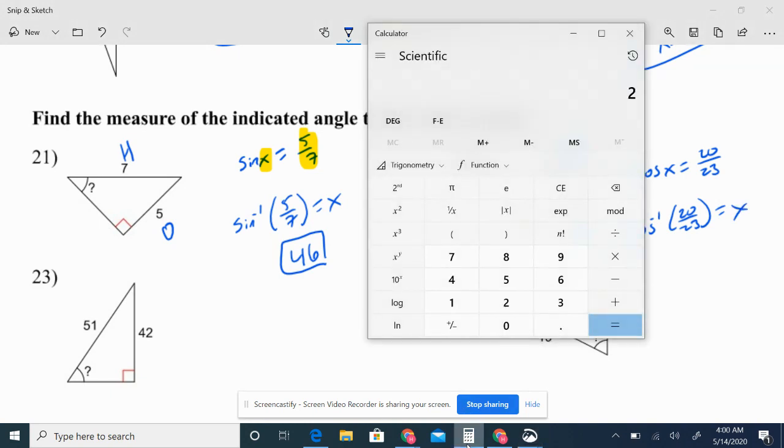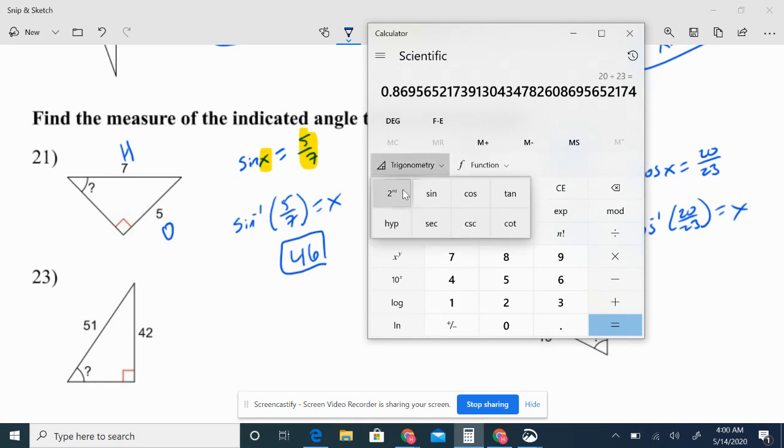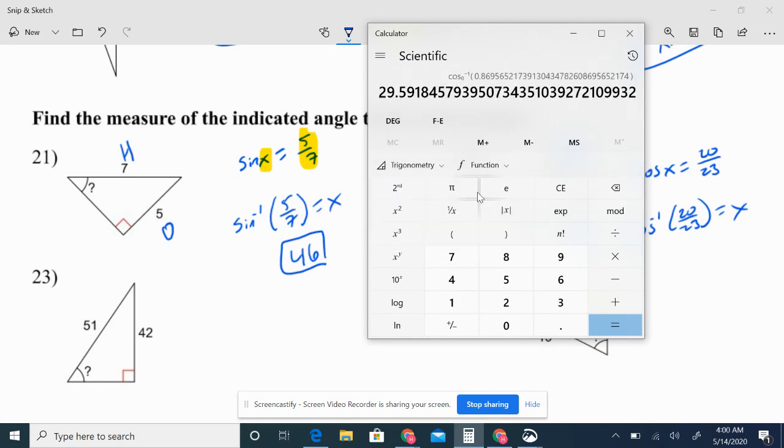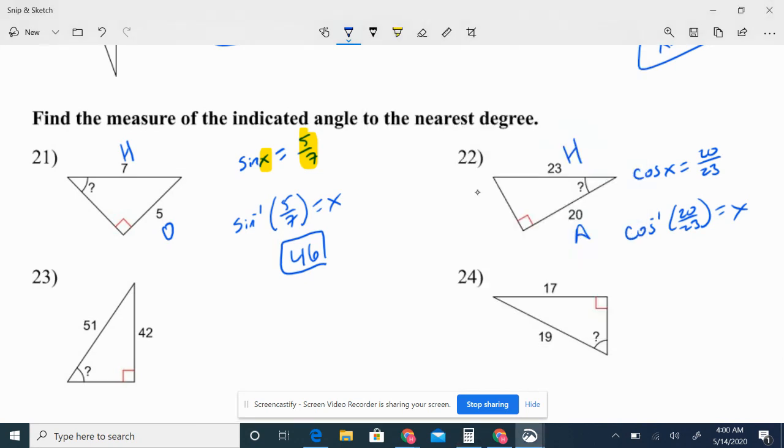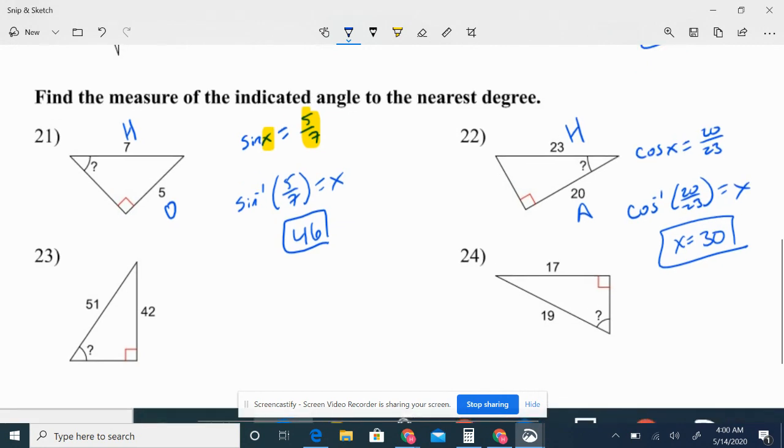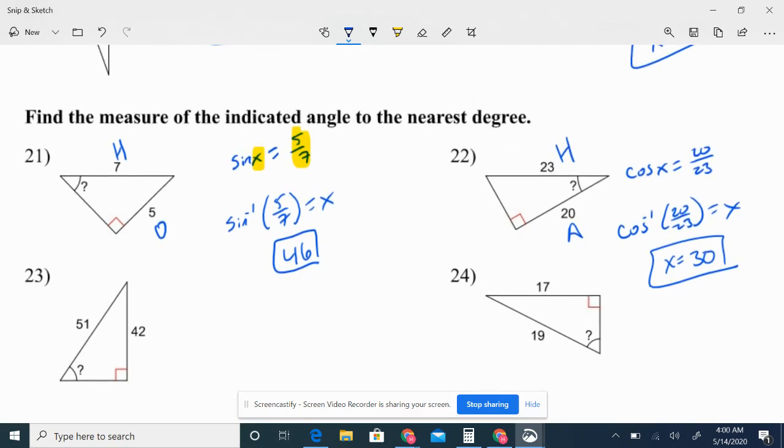Let me find out what 20 over 23 is first. 20 over 23, then I'm going to go to my trig function. I'm going to press second, cosine inverse. That gives me 29.5, so that's going to round out to 30 degrees. X equals 30 degrees. When you type in the answer, you only have to type in 30 in my case. 30 degrees. All right, let's take a look at question number 23.